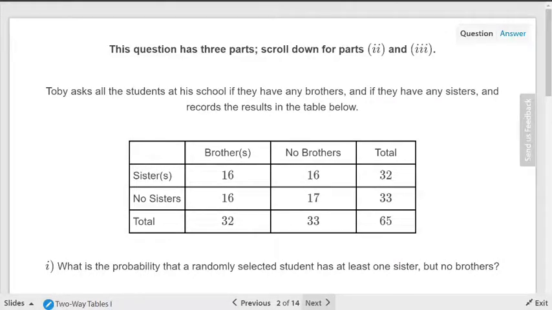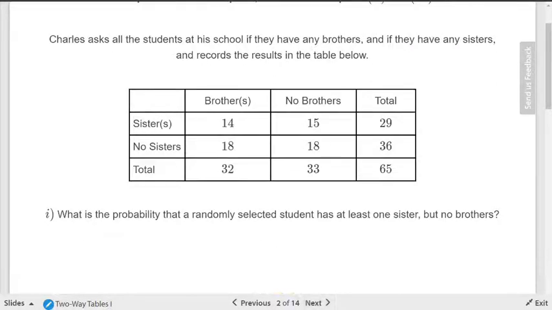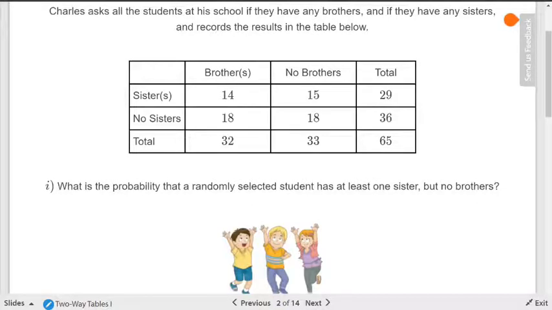Toby asks all the students of his school if they have any brothers, and if they have any sisters, he records the results below. So you see we have items going up and down and across, and we have our total columns. Sometimes they will give you these charts where you have the items but not the totals. So you're going to have to put in the total columns. Well, total just means add them together, right? So that's not a big deal.